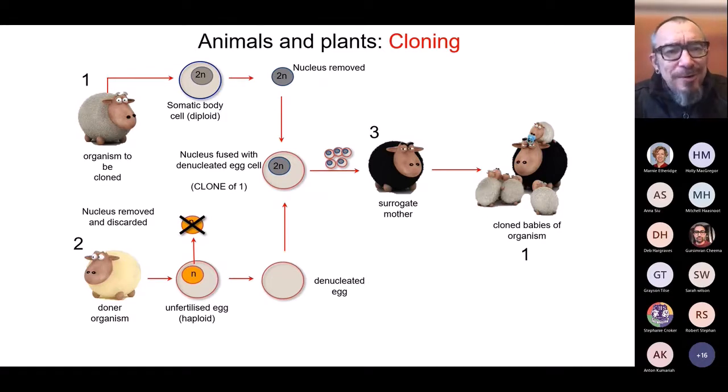It's a reasonable assumption that you understand the basics of cloning, but in short, with animal cloning, typically, but not always, we take a somatic cell, aka body cell, which is diploid, remove the nucleus, and we then insert that nucleus into the denucleated egg of another female. So the haploid nucleus is removed from the egg. That diploid nucleus is inserted into that now denucleated egg. That's then inserted into a surrogate mother, and then that surrogate mother will give birth to individuals that are identical to individual one.